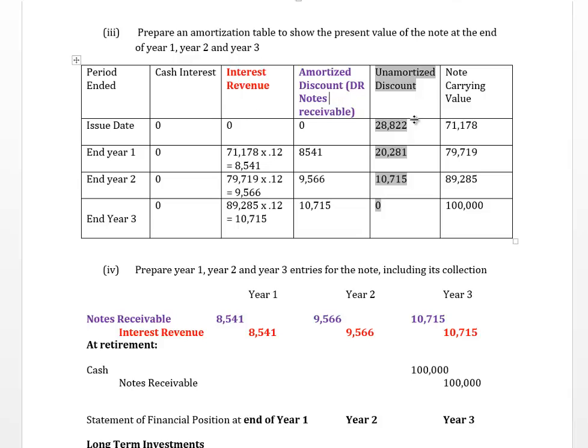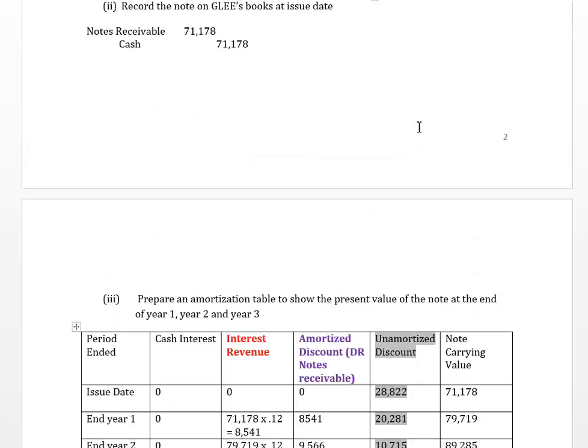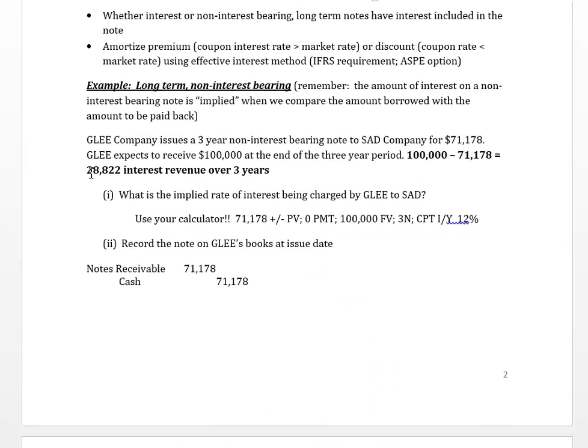We also have a column to amortize the discount on the note. You remember earlier we calculated the discount on the note at the date it was issued, and we calculated that up here to be $28,822. And what we said is that every year for 3 years, we're going to take some of that $28,822 as interest revenue.